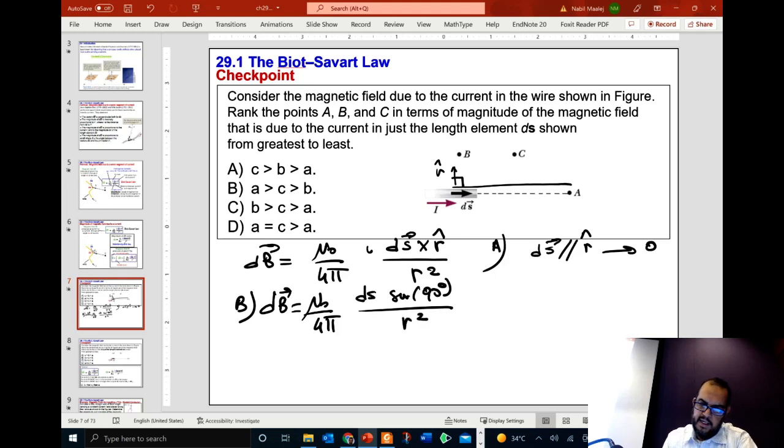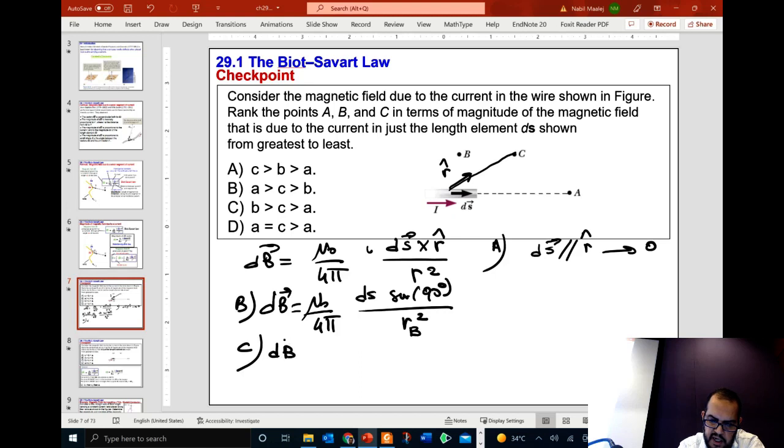All right, let's do it for point C. So point C is, this is the distance here. So the unit vector is going to be like this. Okay, so you can see, let's call this R1 or RB. Okay, let's do it for C.